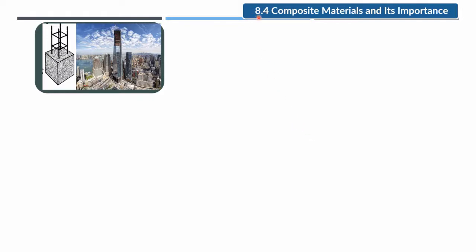Here we come to 8.4, composite materials and its importance. Okay, students only need to memorize the 5 types of composite materials and their importance. Importance means how they are used and applied in daily life.